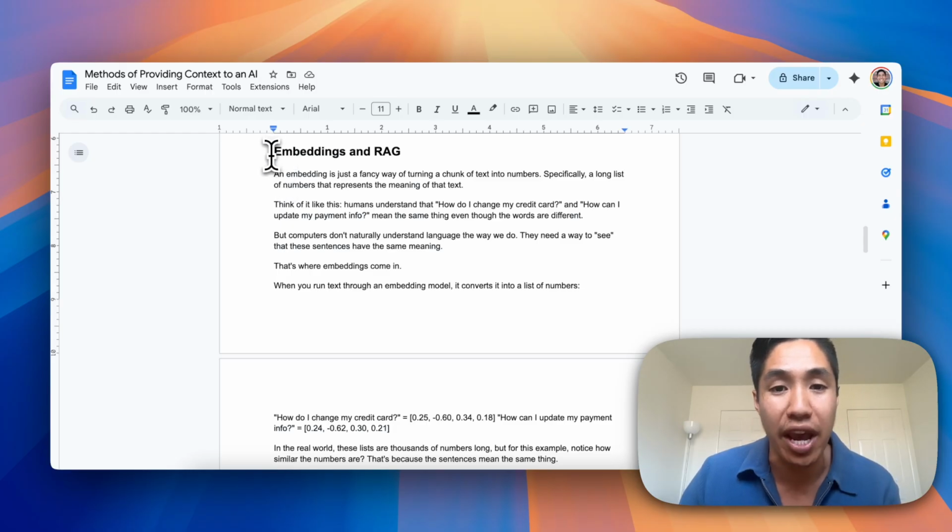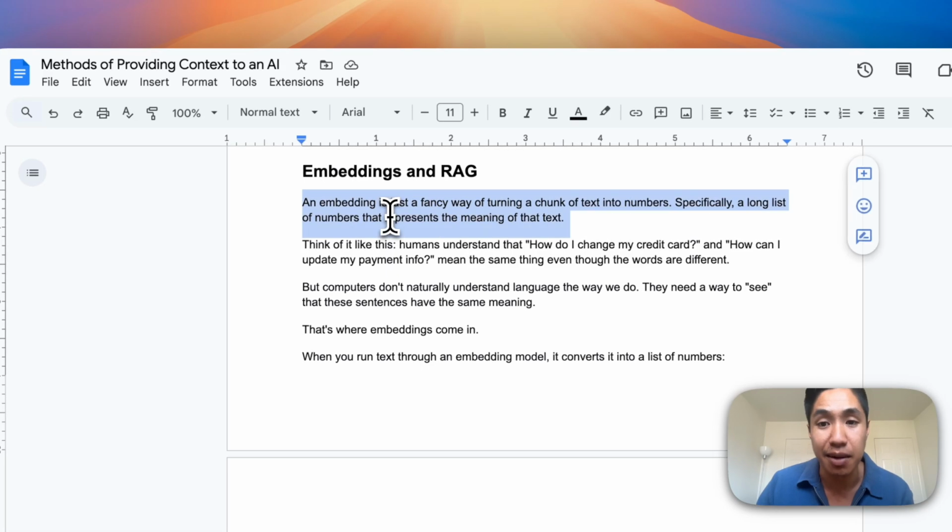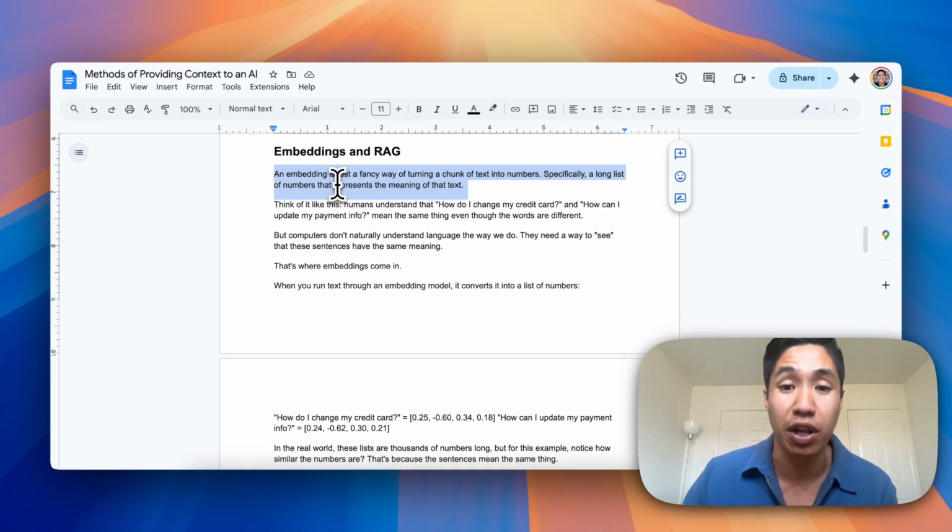An embedding is just a way of turning text into numbers. Embeddings are super important to learn if you want to get into AI. Embeddings, again, are a fancy way of turning a chunk of text into a set of numbers, specifically a long list of numbers that represent the meaning of that text.